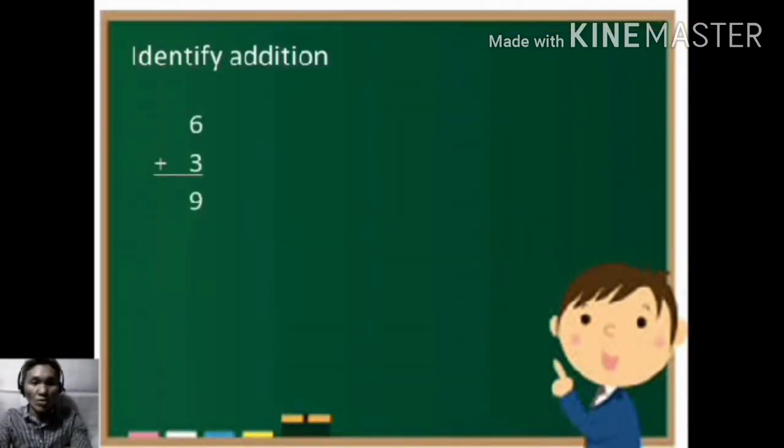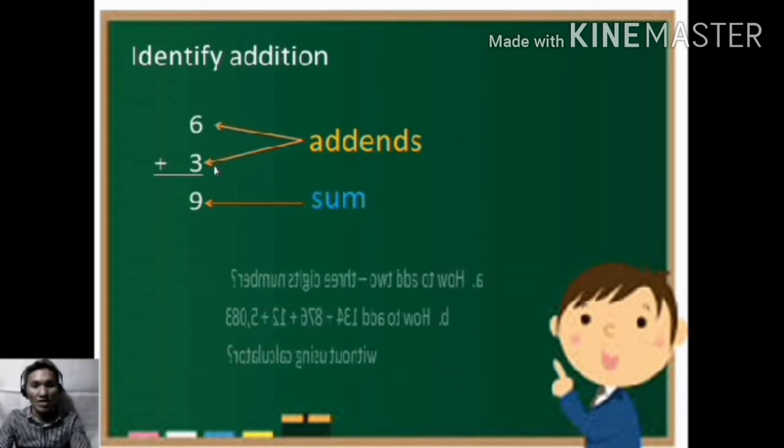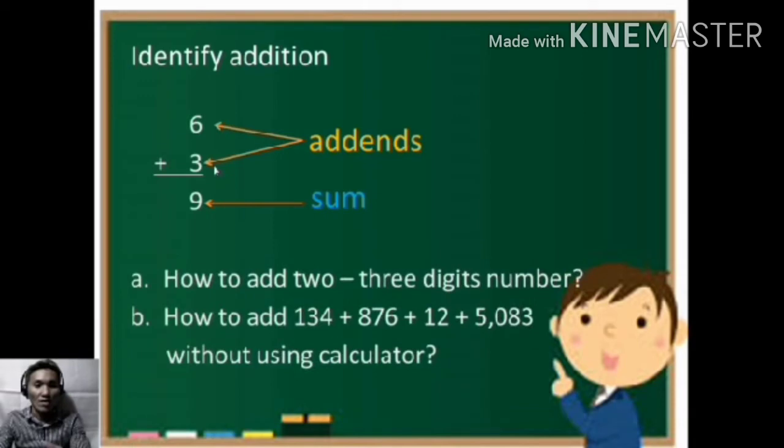Okay children, to know more about addition, we need to identify the numbers. What do we call the upper number and the lower number of addition? The upper number and lower number of addition, we call those addends. So addends are the two numbers in the addition to add. Now how about the total of addition? The total of addition, we call that sum.